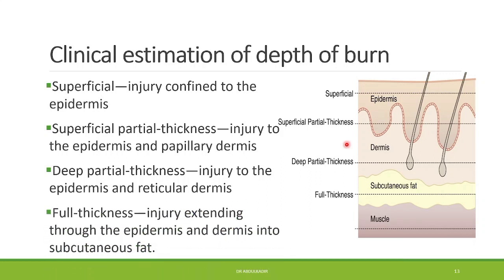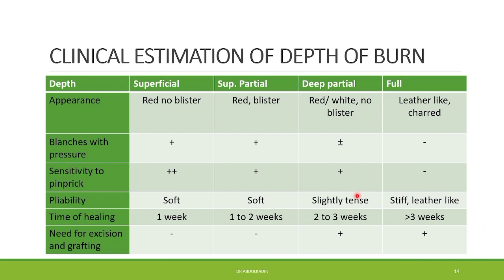Then we have full thickness burn. Full thickness means the epidermis and dermis are all involved, and the subcutaneous tissue is also involved. So those are the clinical classifications of burns. Now we will look at a comparison of the different types of burns. This table summarizes all of these clinically. How can we differentiate?